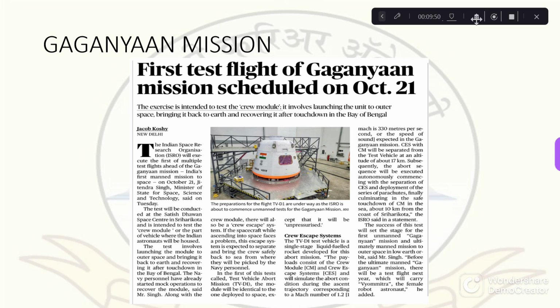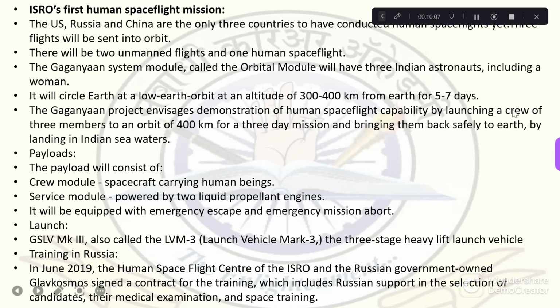So in Gaganyaan, there are modules. First is the crew module and second is the service module. The crew module is the vehicle where the Indian astronauts will be housed. So on 21st August, the crew module part of Gaganyaan will be tested. So what is the Gaganyaan mission?